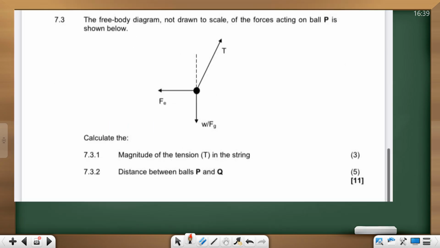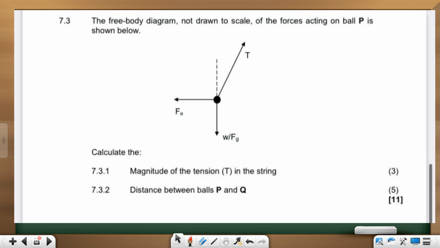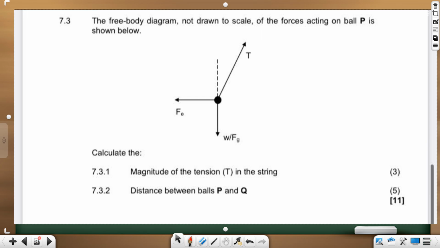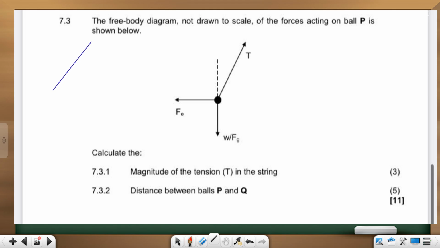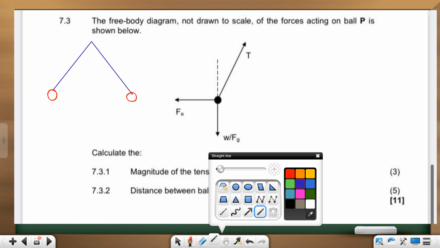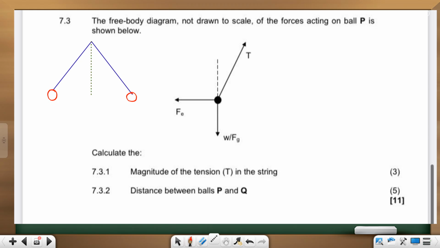Do you want to try this? Let me help you. The free body diagram is drawn. I'm not going to do the whole thing. Calculate the magnitude of T. Okay, guys. This is what we have. Let's redraw that diagram and compare side by side. We have that and we have that. And we have the angle in between them as 20 degrees.